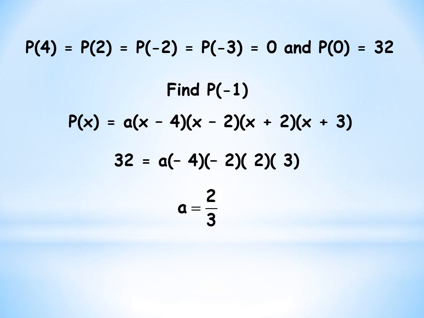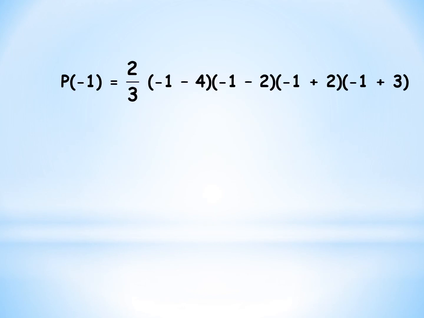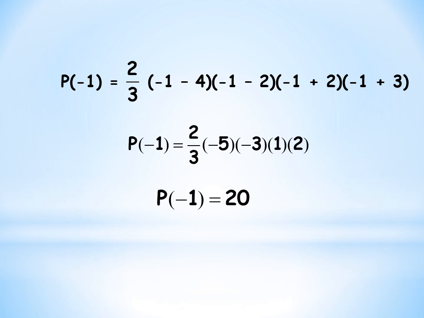So once again, they didn't ask you for the equation, they asked you to find p of negative 1. So you're going to go back to your equation, this one here. You're going to put the 2/3 in for a, and you're going to take this negative 1 and put it in for every x. And then you're going to simplify this. And now you know that p of negative 1 equals 20.